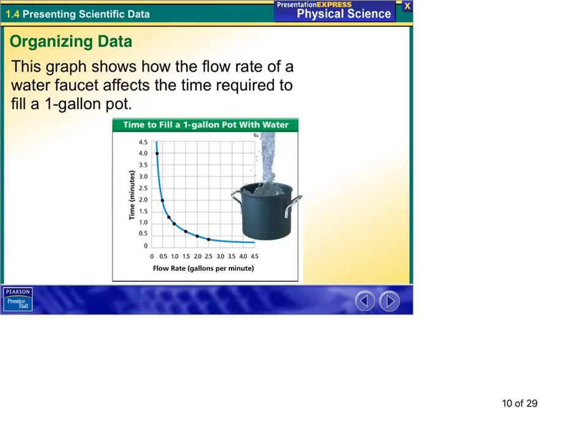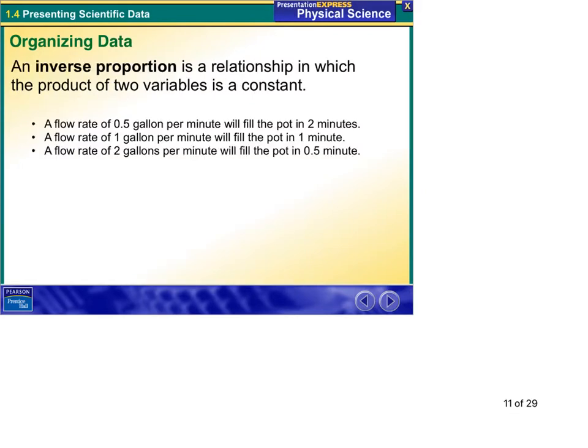Now this graph shows how the flow rate of a water faucet affects the time required to fill a 1 gallon pot. And it makes sense, the faster it is, the less time it takes. The slower the water flows out, the more time it takes. And we get a nice little curve here. This is an example of an inverse proportion, in which the product of two variables is a constant.